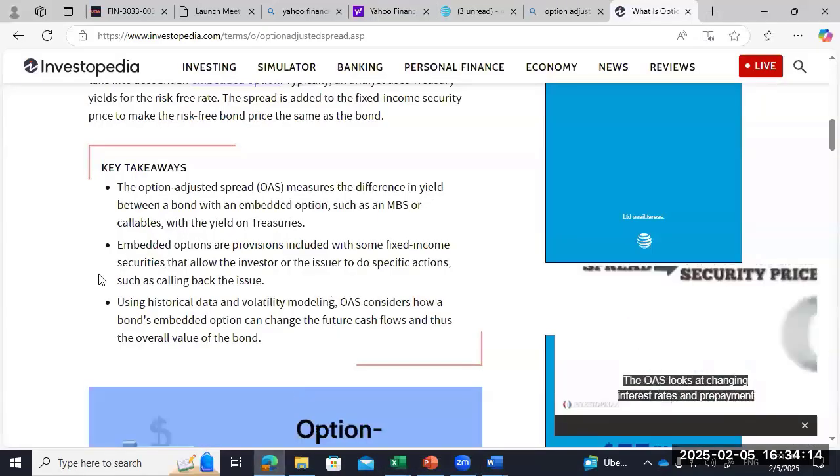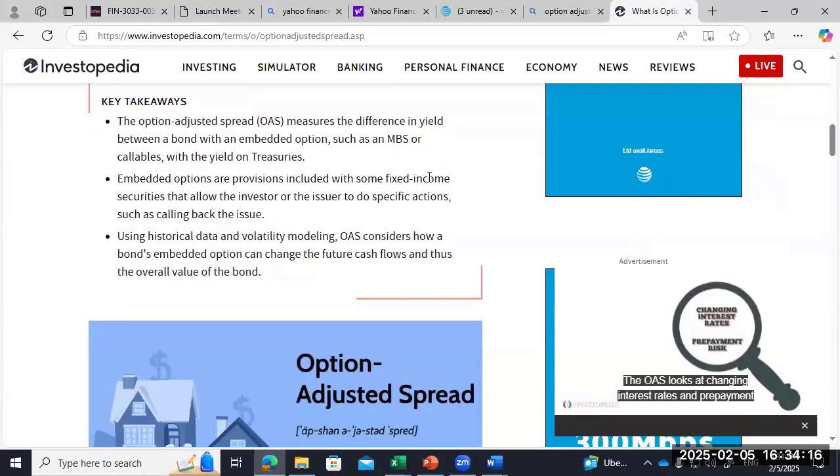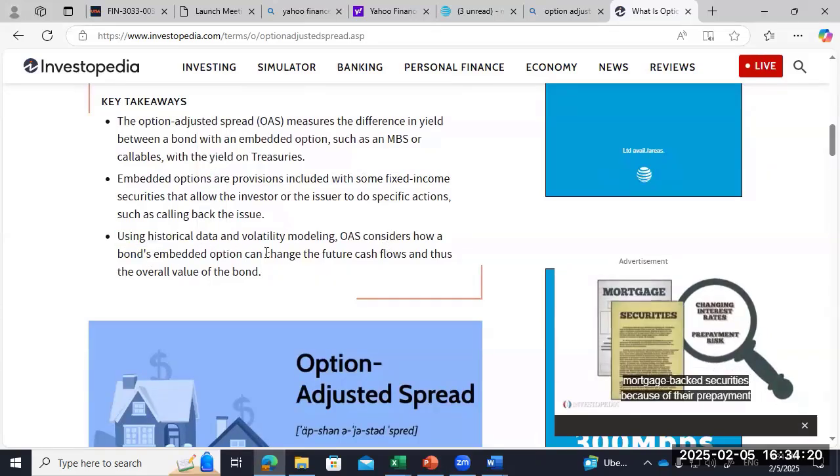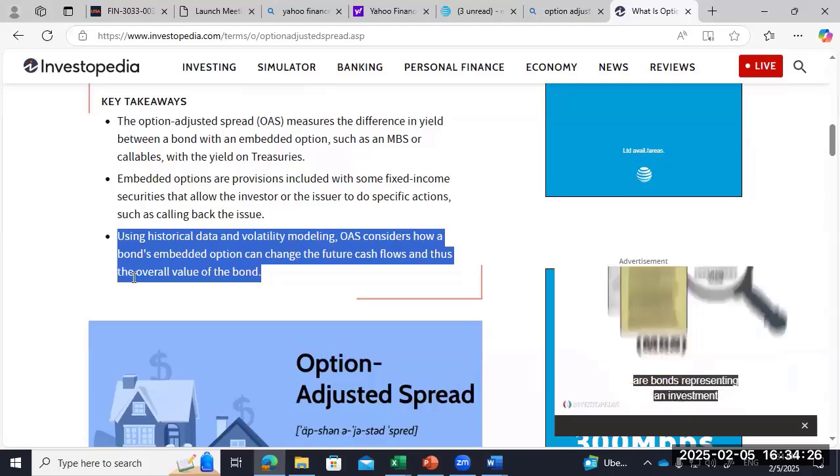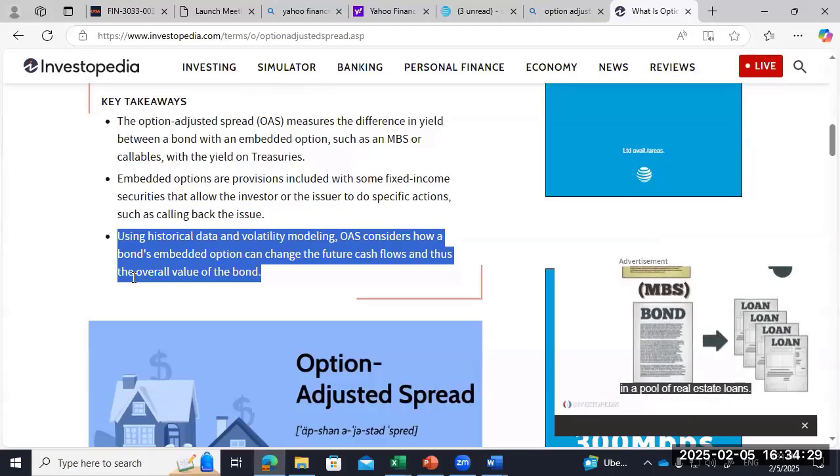I can't control Investopedia, but embedded options are provisions included in something. We've already talked about that. OAS considers how a bond's embedded option can change in the future. It actually doesn't. The option premium considers that.